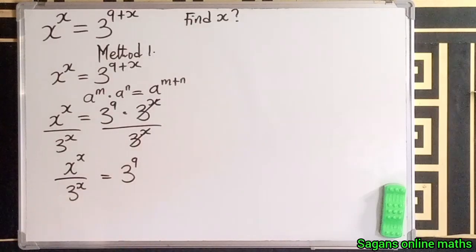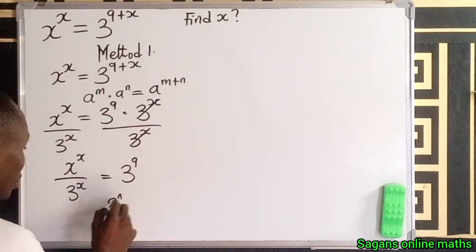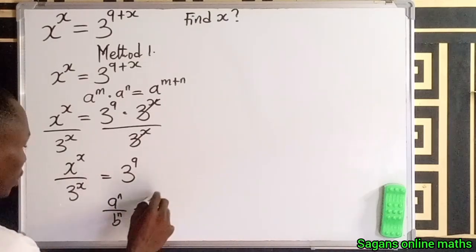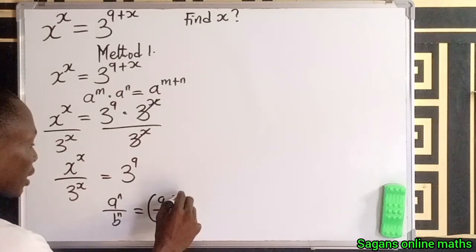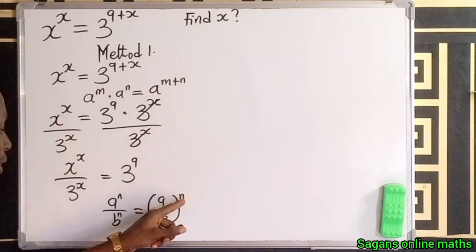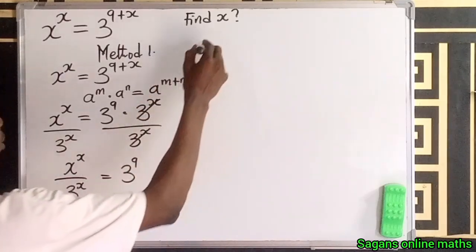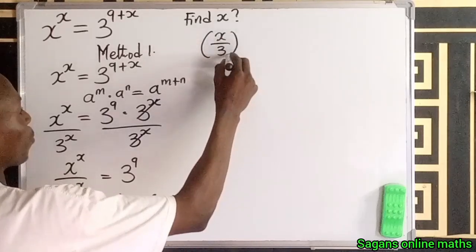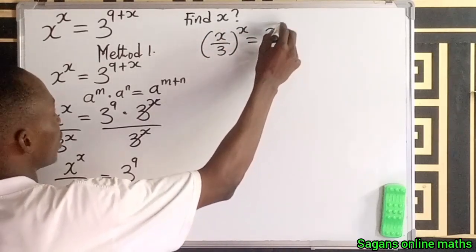Now at this point, what are we going to do? Let's obey one of the properties of indices. We know that if you have a to the power of m divided by b to the power of m, is equal to a divided by b all to the power of m, because it means that this power is affecting the numerator and this power is also affecting the denominator. So we can do the same thing here. So this is x divided by 3 all to the power of x equals 3 to the power of 9.